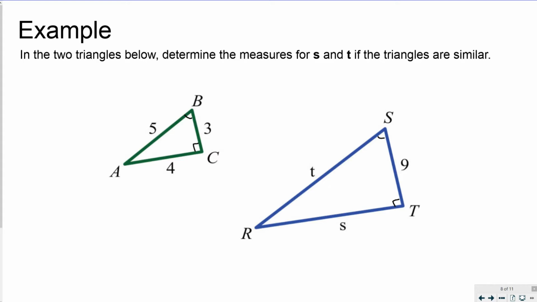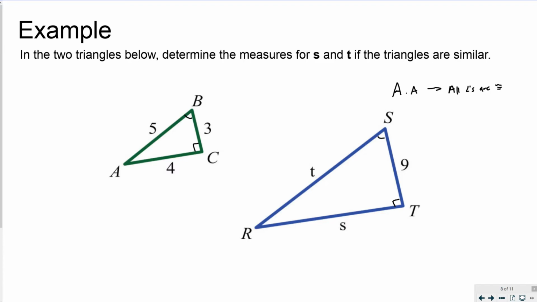So in the two triangles below, determine the measures for S and T if the triangles are similar. So I can say for certain that all the angles are congruent. So I have a 90 degree and a 90 degree here, angle C and angle T, and then angle B and angle S are marked as congruent. So through the property of angle, I can say that all the angles are congruent.